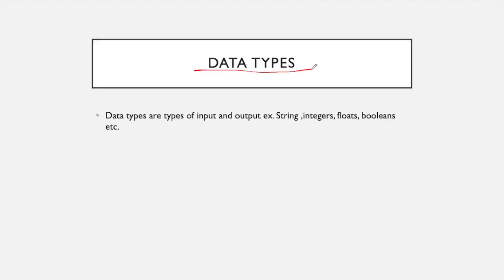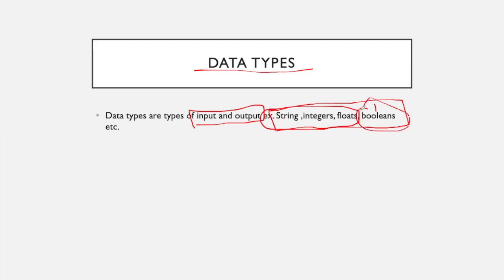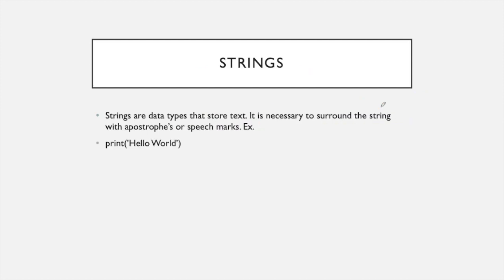Now, data types are types of input and output. Okay? For example, strings, integers, floats, and booleans. Now we're going to learn all about them in detail. We'll focus more on the strings, integers, and floats, as booleans are very complex. So we're not going to learn that much about booleans today, but we'll learn about them in time when we're learning about statements and loops.